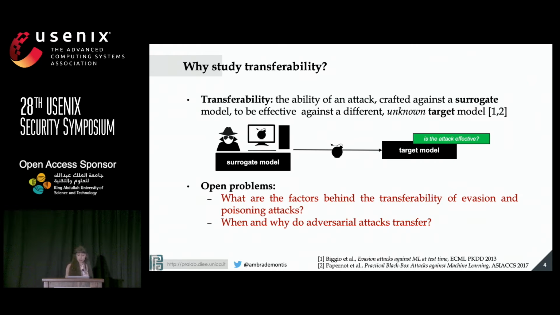The problem in the state of the art regarding transferability was that there was basically some empirical evidence that evasion attacks sometimes transfer, but it was totally unclear which are the main factors behind the transferability of evasion attacks, and moreover, it was not clear why basically they transfer, so in which context they transfer.